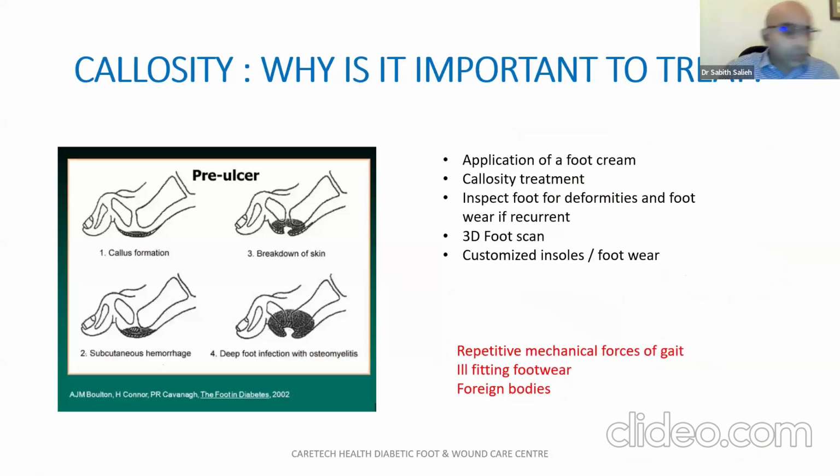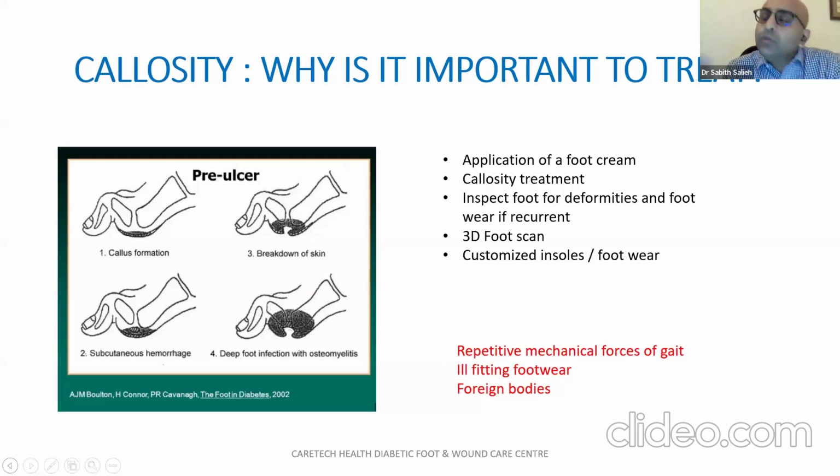So why is a callosity so important? It's because when you have a callus formation, you can have a subcutaneous hemorrhage underneath, and that can become infected, right? And then you have an ulcer formation. So when you see a callosity, you know that if you neglect that, you are definitely going to have an ulcer thereafter. And why does this happen? Because of repetitive mechanical forces, imbalances in your feet. Some people wear ill-fitting footwear, and also always remember foreign bodies.